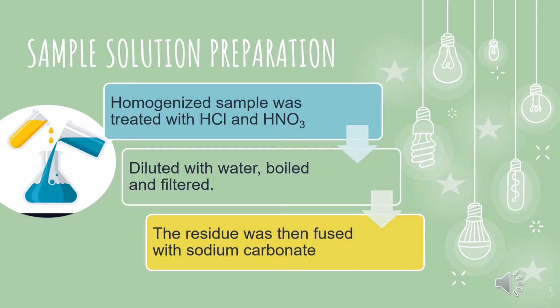The first step of analysis is the preparation of sample solution. The sample is taken in solid form, so it is first homogenized by common techniques, namely grinding, sieving and riffle splitting. The homogenized sample was then treated with hydrochloric acid and nitric acid, diluted with water, boiled and filtered to remove any kind of impurities present in sample solution. The remaining residue was then fused with sodium carbonate, and the sodium carbonate is used as a pH modifier.